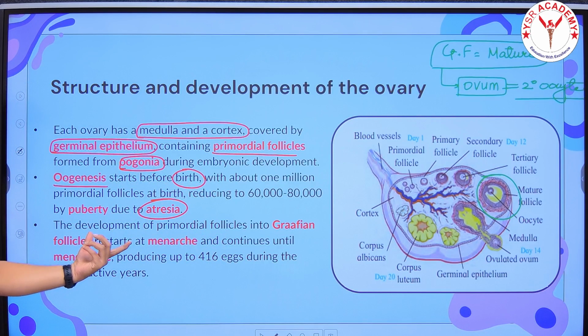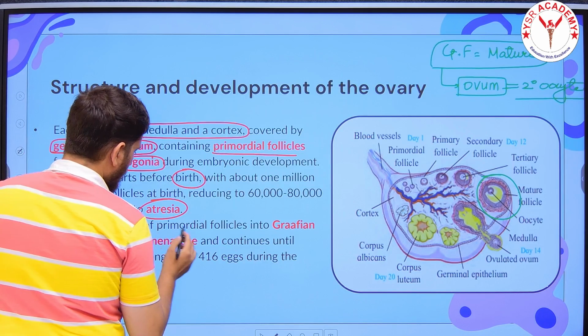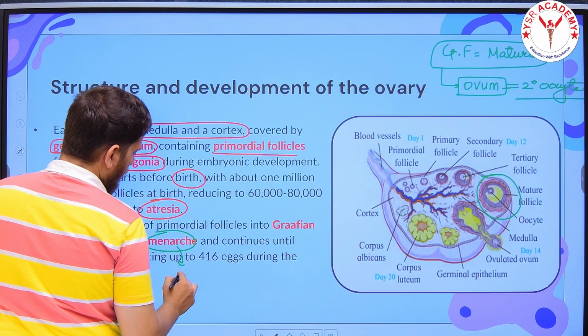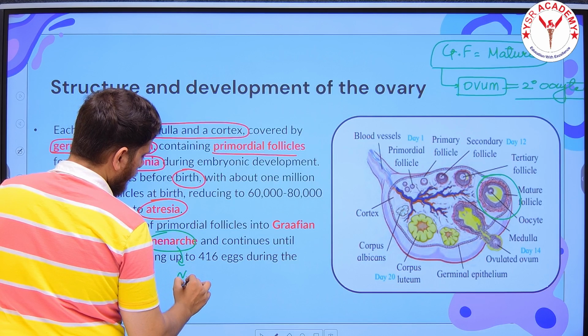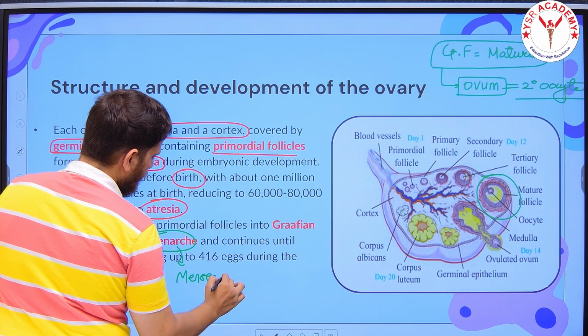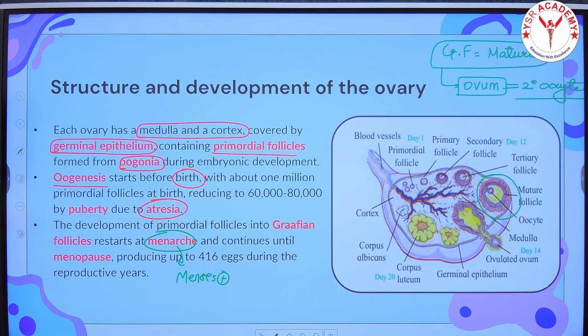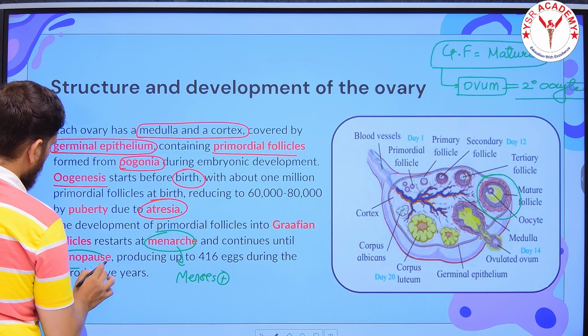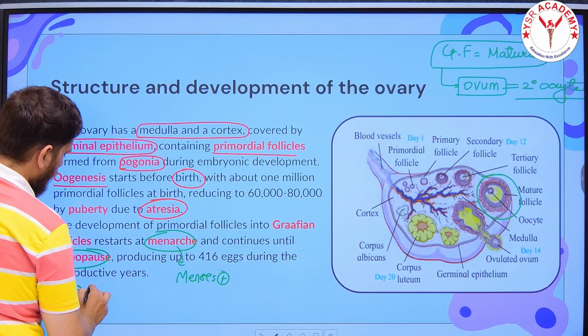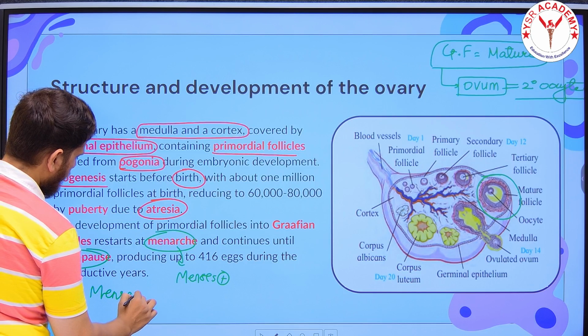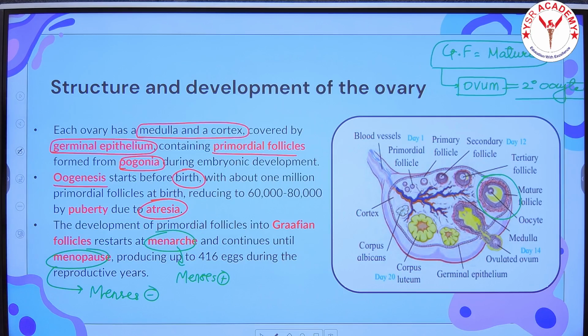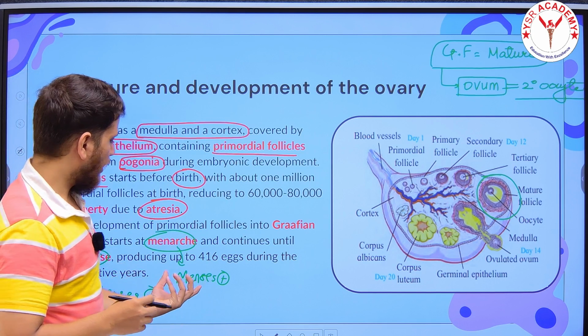Okay. Now, restart at the menarche. So the Graafian follicle का जो process है, it is going to restart during the menarche. What do you understand, students? Menarche, guys, is when the menstrual cycle begins. So when the menses starts, at that point it's menarche, and it continues till menopause. What is menopause? Menopause is when the menses or menstrual cycle is going to halt. They keep producing about 416 eggs in the entire reproductive years. Now in our textbook they have given this value, which is 416.